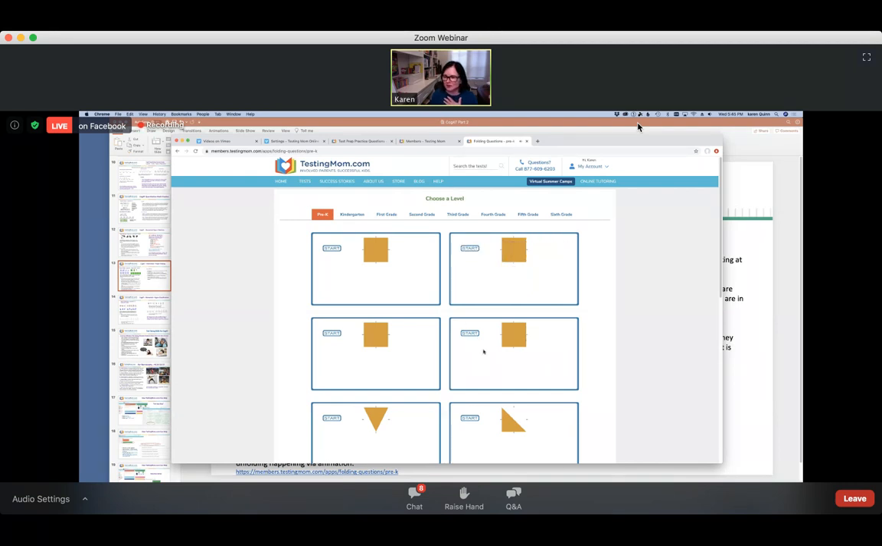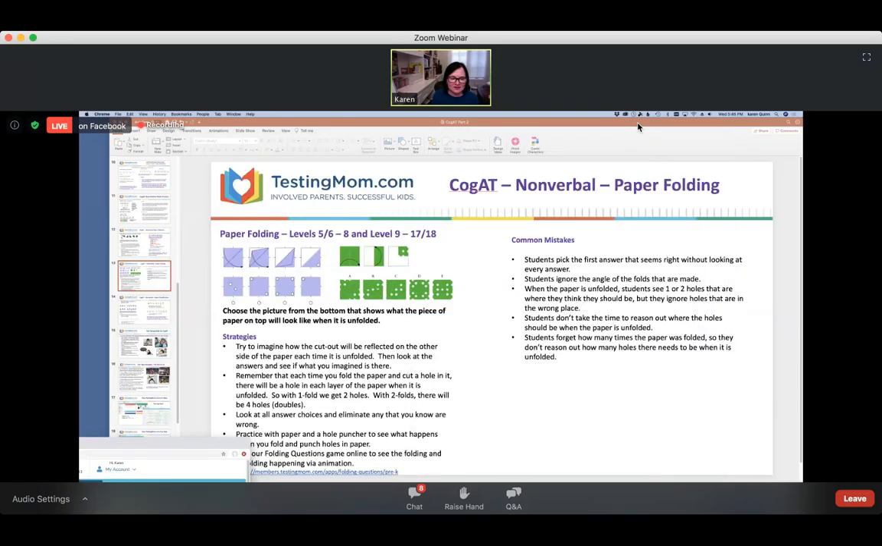So here's another one. So they can actually see it being folded here. And this got folded twice, right? So I believe this would be the answer. Yes. There you go. So that's a game. And this is something that they can do on the website to play and get better and better at these types of questions.